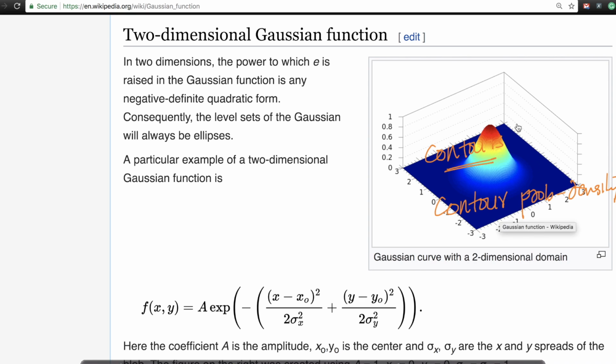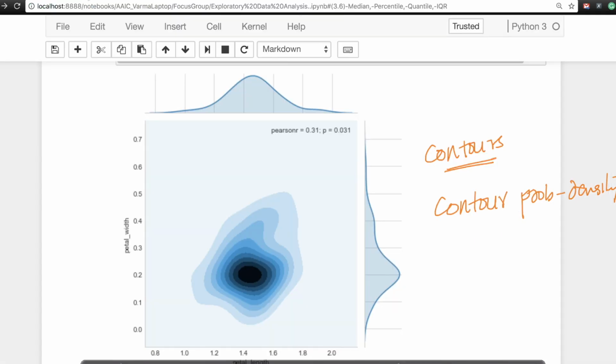You need a 3D surface, right? This is your petal length, this is your sepal length, and the height corresponds to the probability of finding those points. But imagine pre-computers, people still plotted things like this by hand, right? So contour plots actually occurred in mapping, in geological surveys.